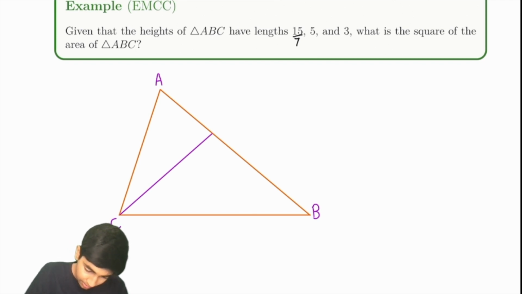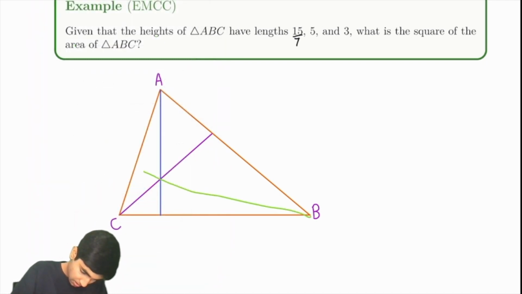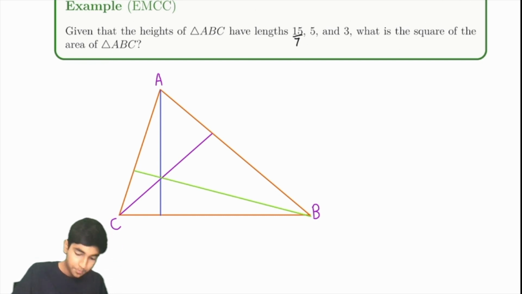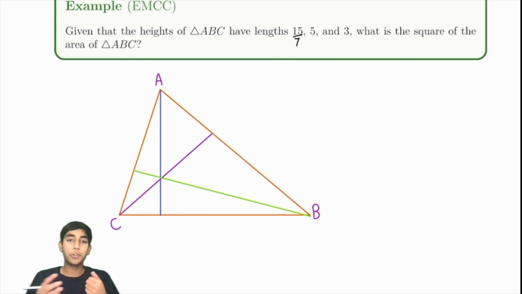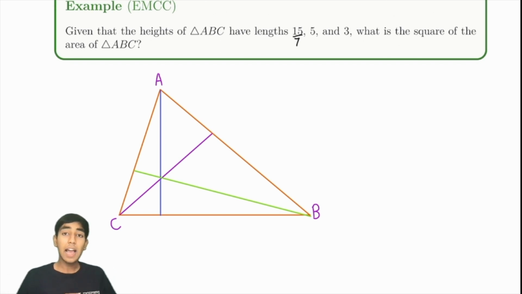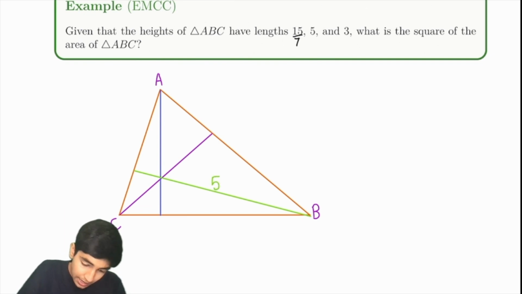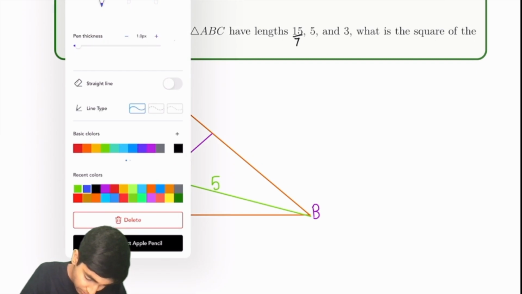That, and then something like this as well. And also, we could also have a height that's like this. All of these 3 are different heights. There's 3 heights because heights form a 90-degree angle with their base. There's 3 sides, so each of their sides have their own heights. And they have lengths 15/7, 5, and 3. So let's say this is 5, let's say this is 15/7, and let's say this blue one over here is 3.